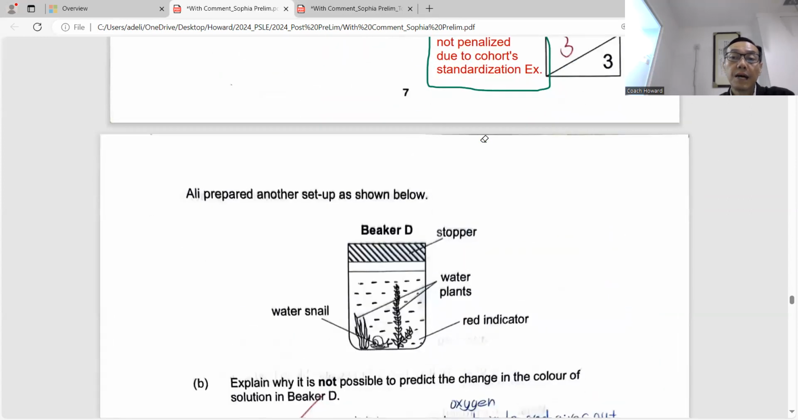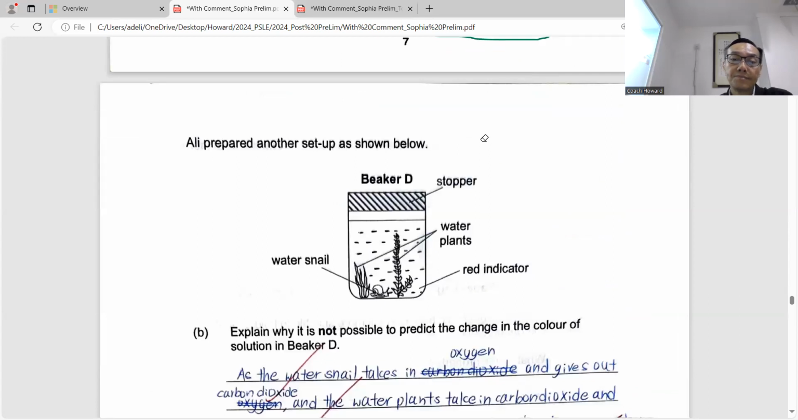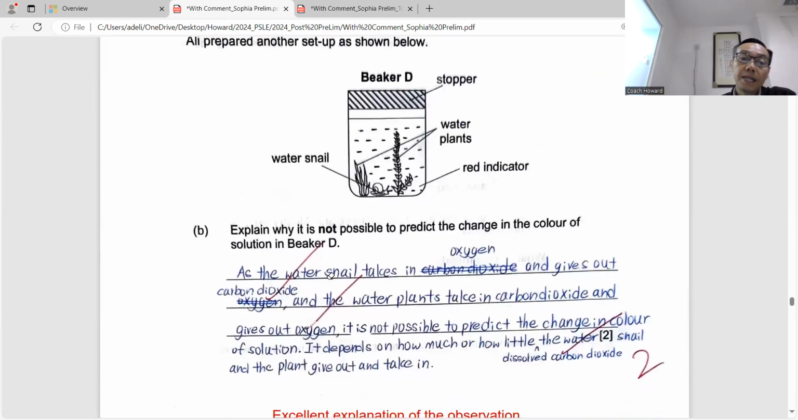And you notice after that, there's a continuation in the next page. Explain why it is not possible to predict the change in color of the solution in beaker D. You notice this is a new setup, with an additional snail inside. And I like the way this student answered. She mentioned that the water snail takes in oxygen, because it's an animal, right? It doesn't give out oxygen. So it takes in oxygen and gives out carbon dioxide. And notice this is under the sunlight for 6 hours. So at the same time, the water plants take in carbon dioxide and give out oxygen. So it's not possible to predict the change in color.